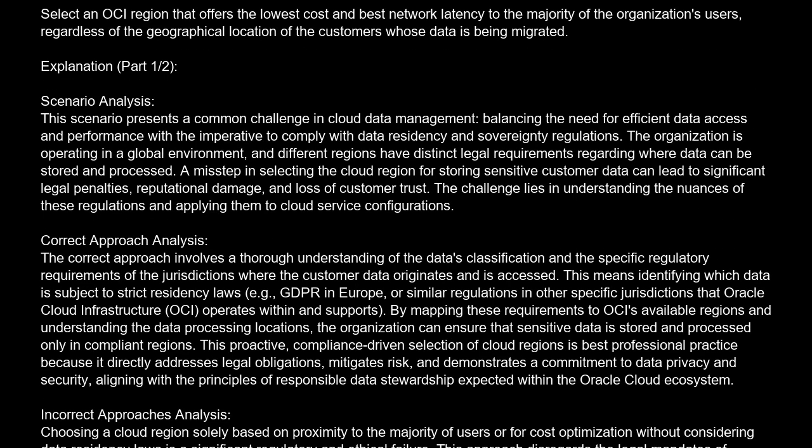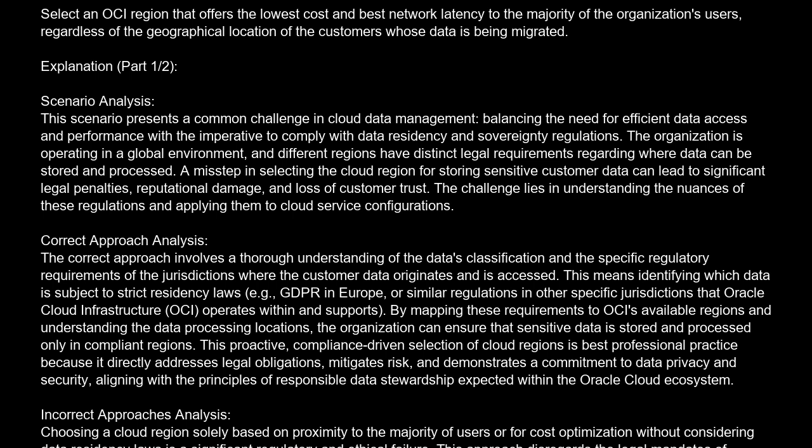The correct answer is C. Select an OCI region that offers the lowest cost and best network latency to the majority of the organization's users, regardless of the geographical location of the customers whose data is being migrated. Explanation. Scenario analysis. This scenario presents a common challenge in cloud data management, balancing the need for efficient data access and performance with the imperative to comply with data residency and sovereignty regulations.